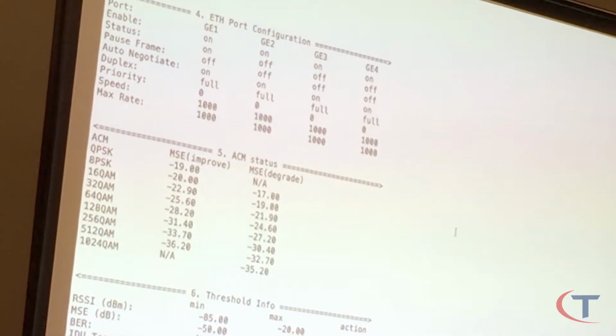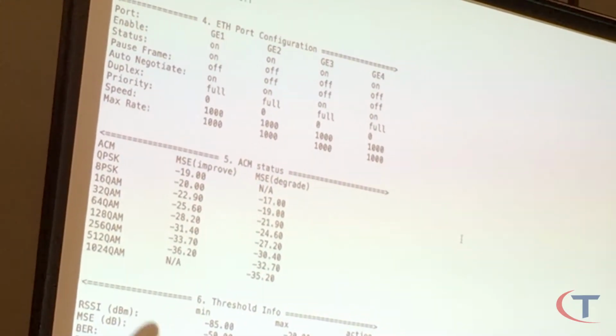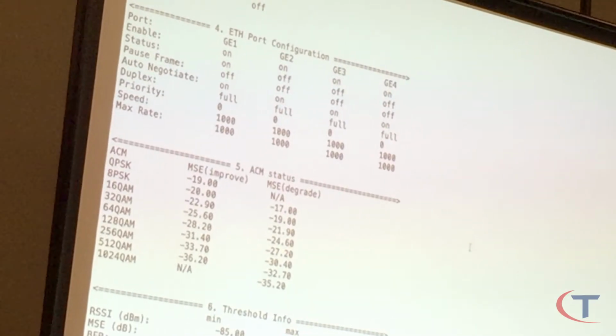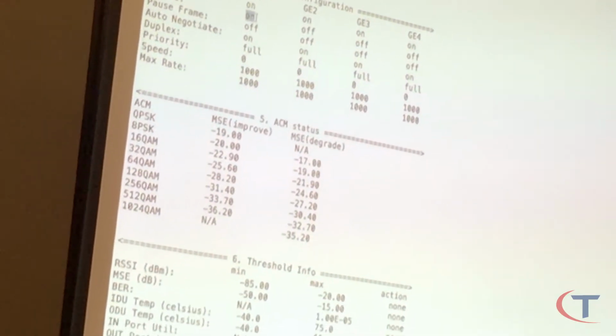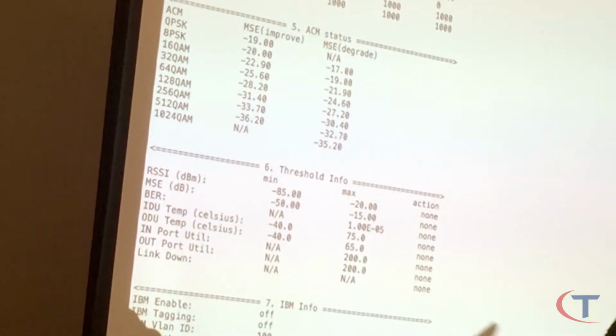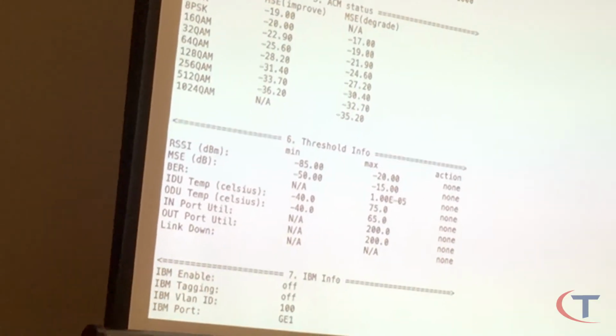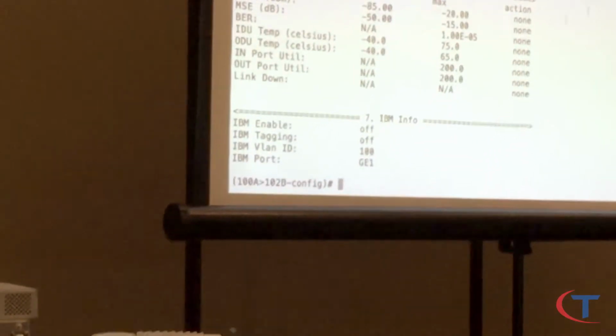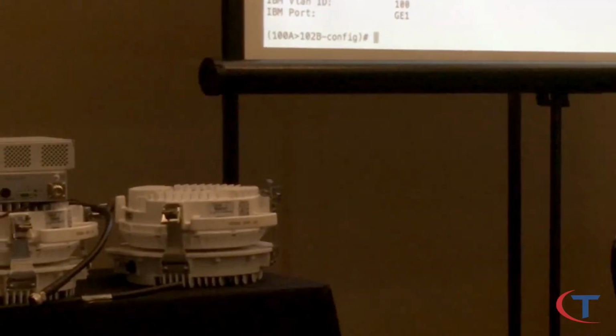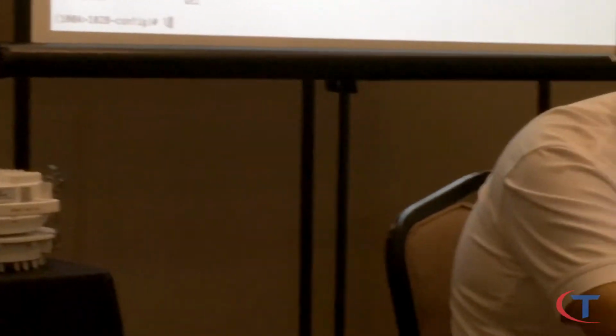Again, Ethernet port status configuration, port 1, 2, and 3. CL status says on. That's because I have a cable connected. The other ones are all off. I don't have anything in my ID. IBM, it's off. Now, link test. Link test 20.